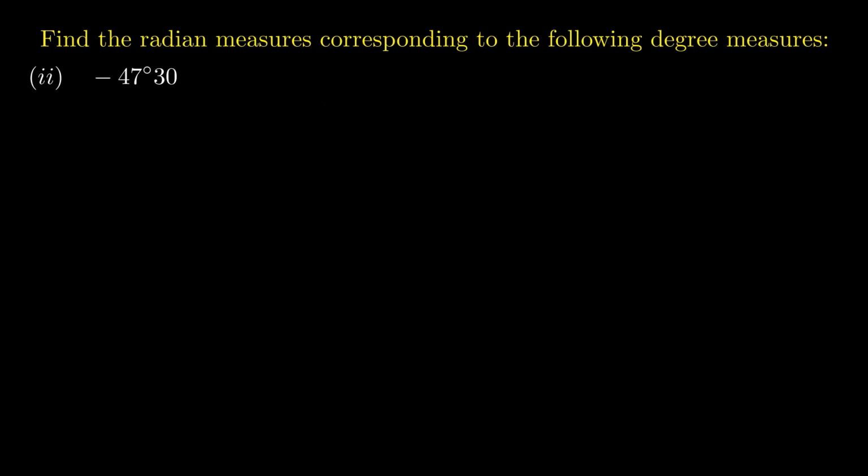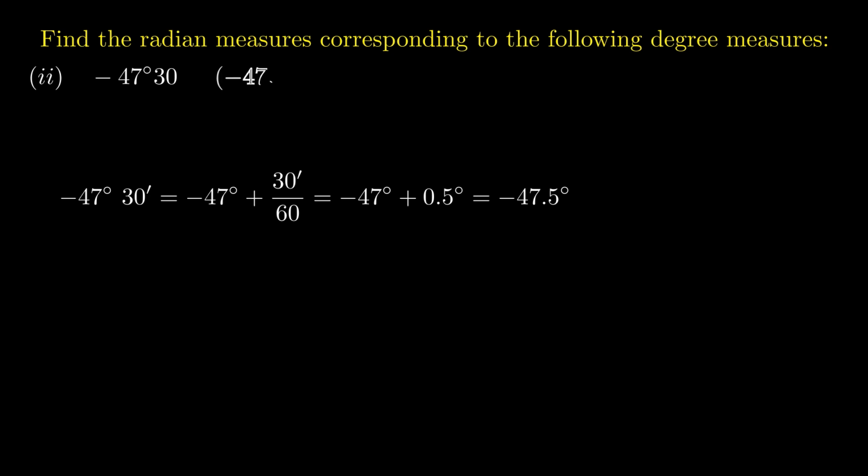Second problem, we have minus 47 degrees 30 minutes. Okay, here before converting it into radian measure, we need to convert 30 minutes into fractional degrees, right? So how I do that, I'll take the absolute part of the degree plus I'll add the 30 minutes over 60, which will become minus 47.5 degrees. So this is what I want to convert to radian measure.